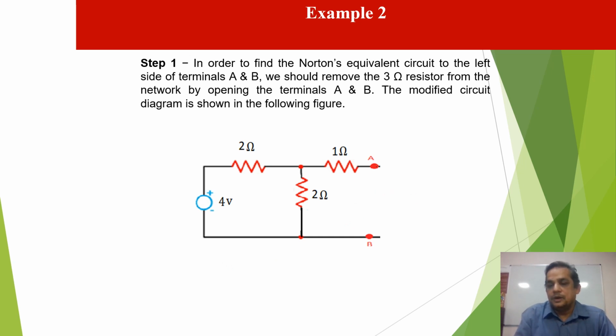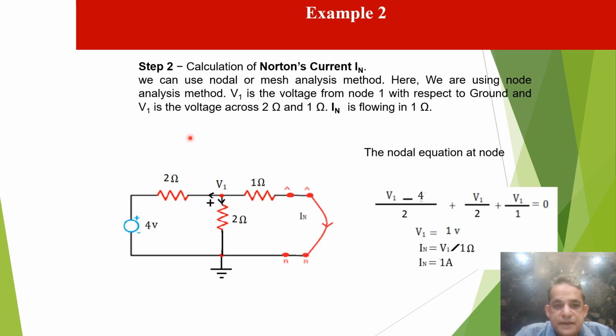Now come to step 2, calculation of Norton current IN. We can use nodal or mesh analysis method. Here we are using node analysis method. If you want to use mesh analysis method, then it's okay, you can use it. There are two nodes in the circuit. One node is grounded and the other node is named V1.